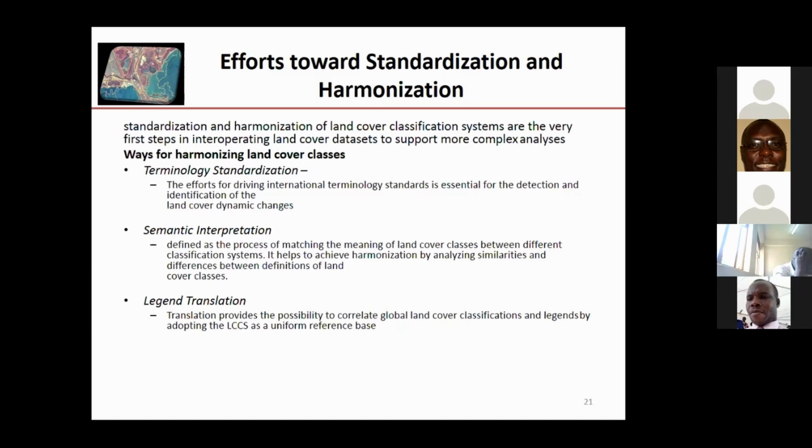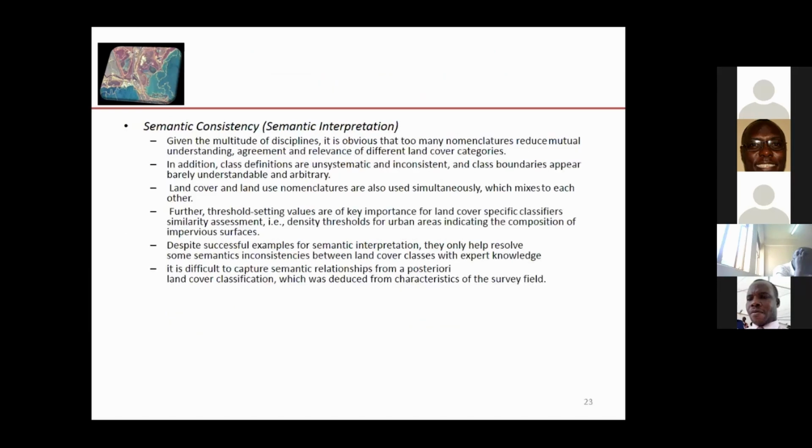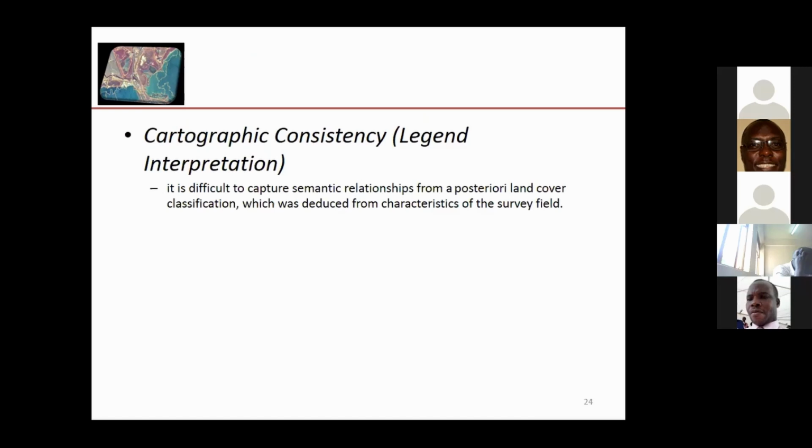It just doesn't happen like that. There's a steep learning curve for you to be able to translate from one land cover class to another. Now, there are also issues with the legend. It is very difficult to capture semantic relations from previous land cover classifications that could maybe be deduced from characteristics of the survey in the field.